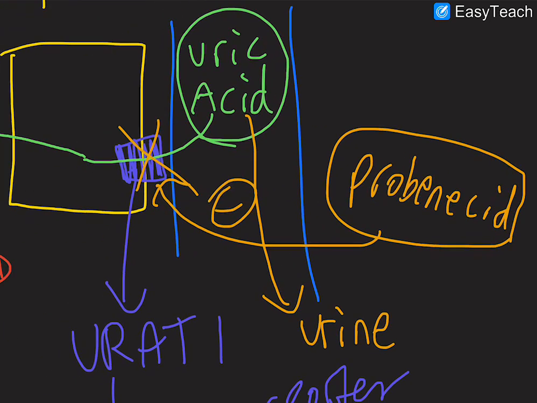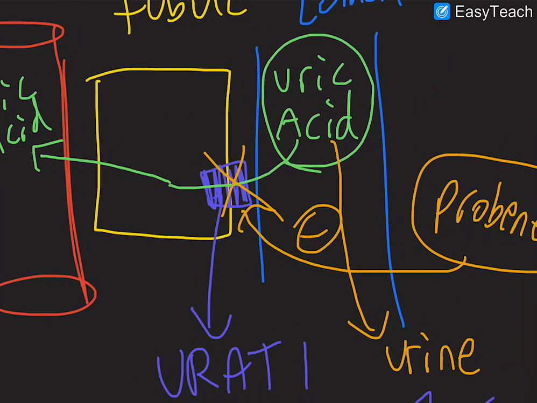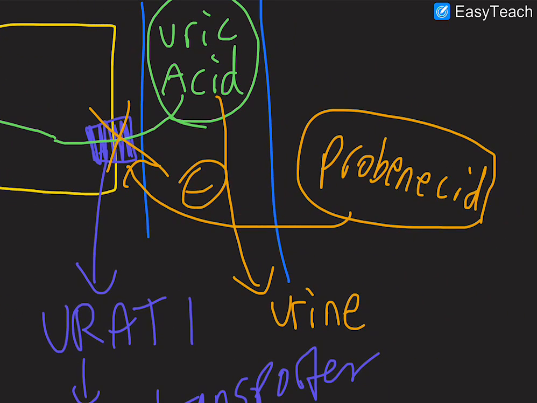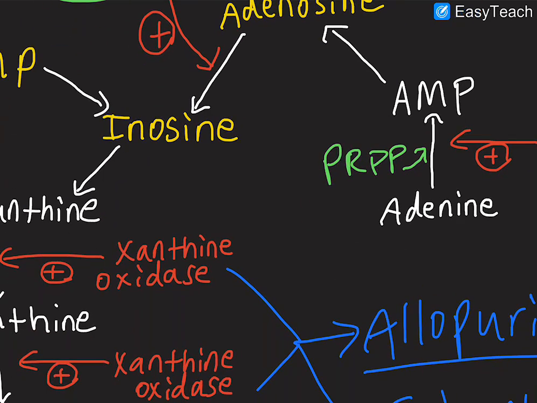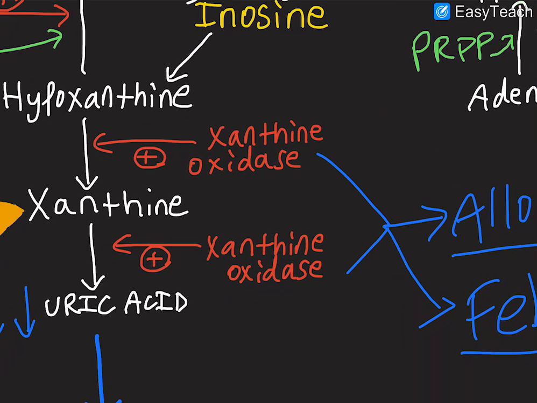So that's good because, again, for people who have elevated uric acid levels, this drug would help excrete more uric acid, which would decrease your overall blood uric acid levels. So that's probenecid.